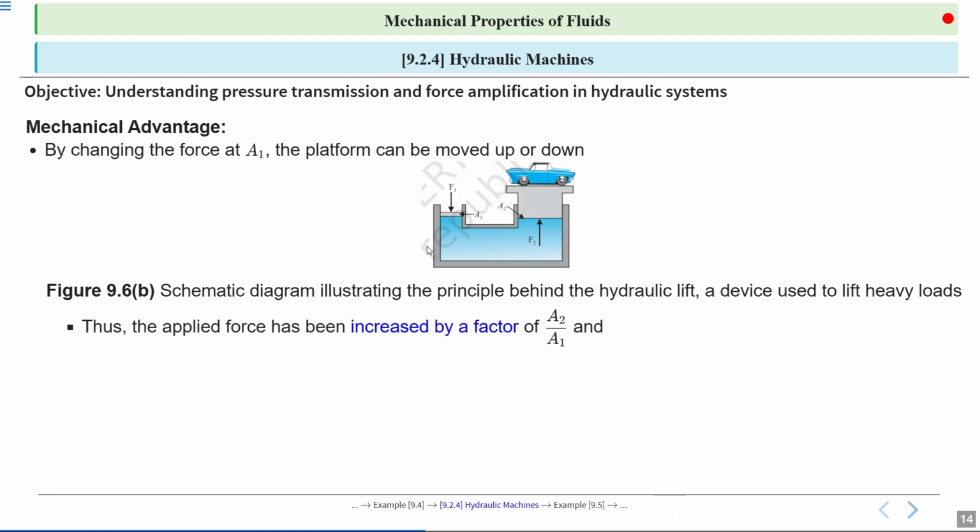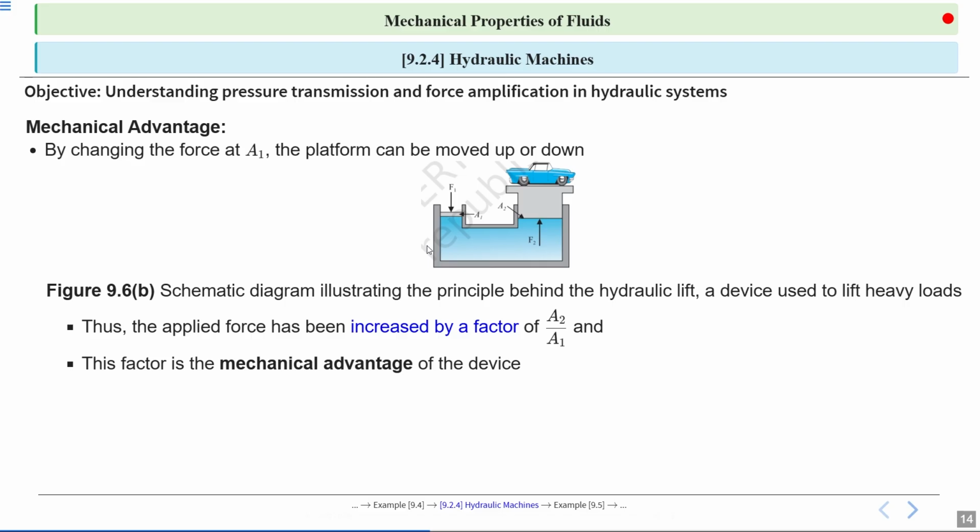So now let's focus on how the applied force is increased. The force is amplified by the factor of A2 by A1. This means that the larger the area A2 compared to A1, the greater the force amplification. This is a key principle in hydraulic systems, allowing us to lift heavy objects with less effort.